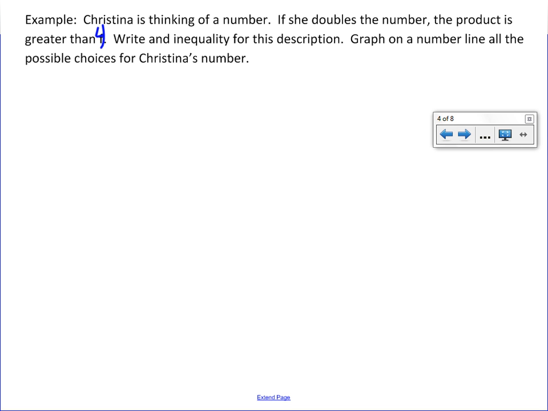Christina's thinking of a number. She doubles the number. The product is greater than 4. Write an inequality for this description. Graph on a number line all the possible choices for Christina's number. So it says that she doubles the number that she's thinking of, the number that we don't know. So the number we don't know is x. If she's doubling the number, she's taking 2 times x. And then it says that it's greater than 4. So this is doubling the number, and its product is greater than 4.